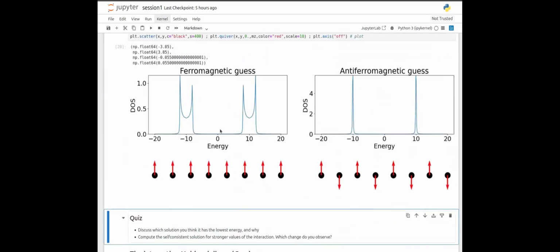And one point to bring up is that, of course, in this limit of very large U, both the ferromagnetic configuration and the antiferromagnetic configuration are insulating, in contrast with the intermediate U regime.